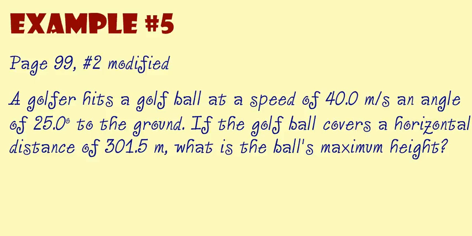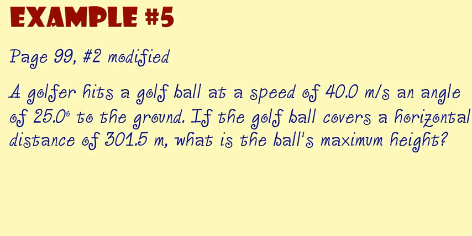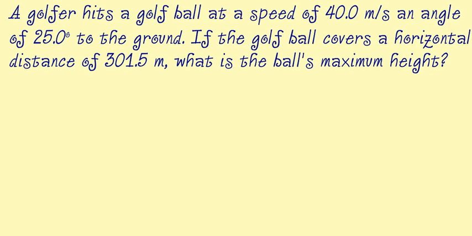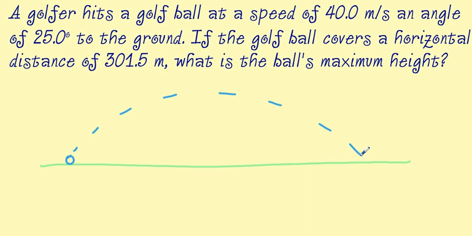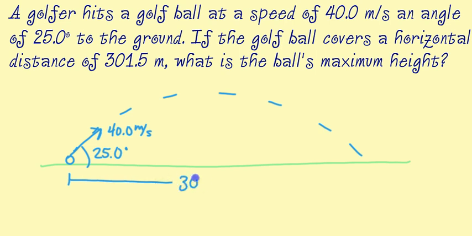Okay, so let's start out drawing a diagram of what we have here. We have nice level ground. And I don't care so much about the golfer, I really just care about the golf ball. Its path is a nice parabola. Starts out with a speed of 40 meters per second and an angle of 25 degrees. We also know the horizontal distance to be 301.5 meters.